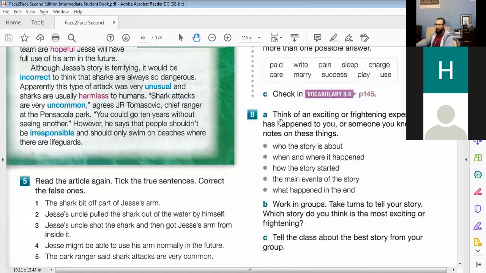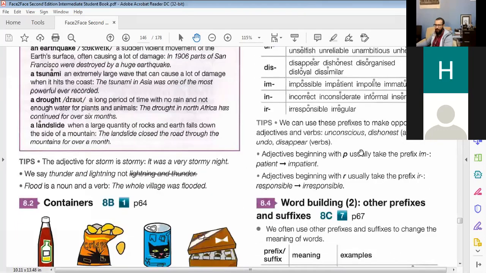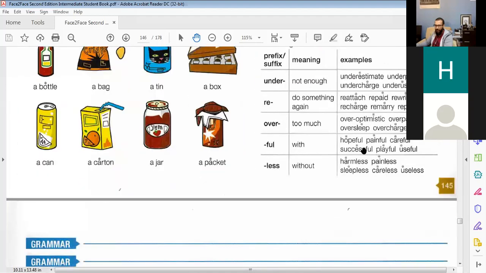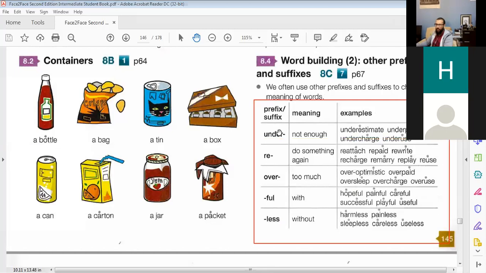Okay, before we do this part, number 8, let's take a quick look and see if there are any tips worth mentioning in the summary about this part here. So we covered the first part. Now let's cover the second part. We have the answers. Very nice. This means we can see all of them and confirm them. Let's find out. Underestimate, underpaid, undercharge, underuse, reattach, repaid. Repaid is correct. Rewrite, recharge, remarry, replay, reuse. Overoptimistic, overpaid, oversleep, overcharge, overuse.